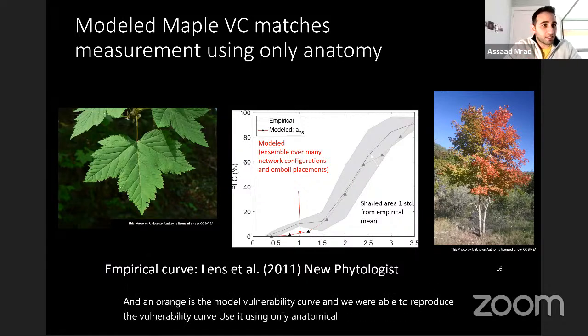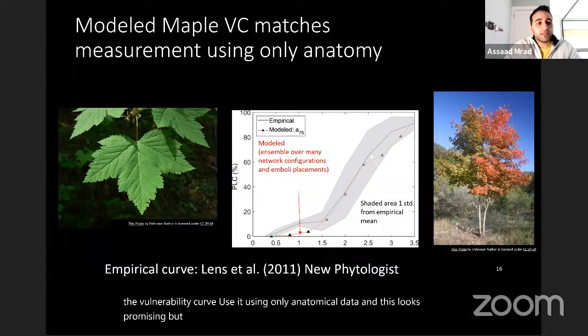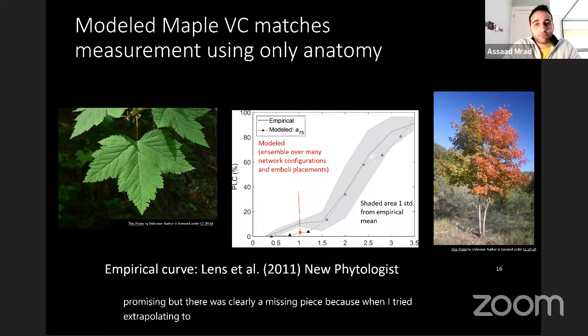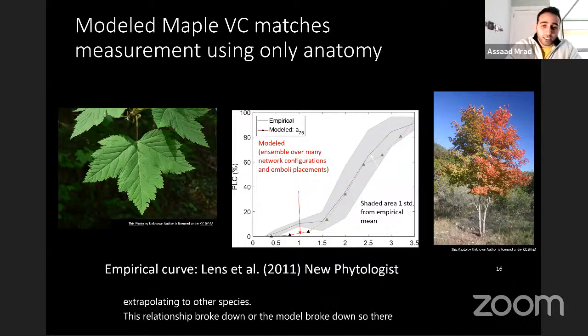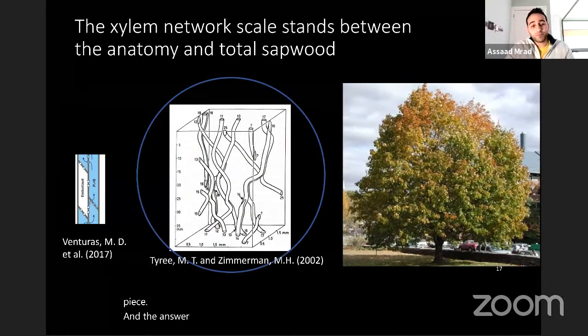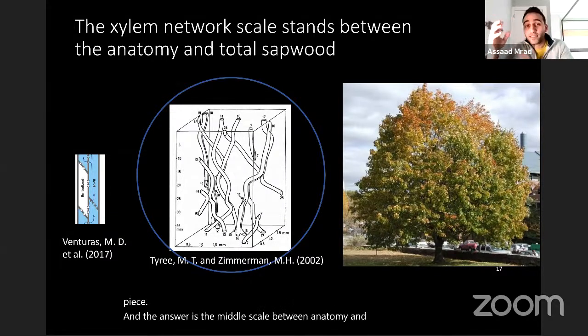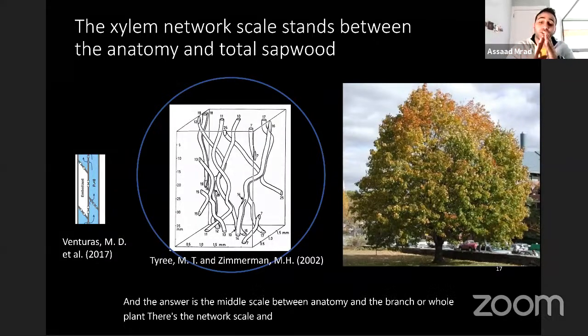And this was promising, but there was clearly a missing piece, because when I tried extrapolating to other species, this relationship broke down, or the model broke down. So there was a missing piece. And the answer is the middle scale. Between anatomy and the branch or whole plant, there's the network scale. And this represents the patterns of connectivity between the conduits.